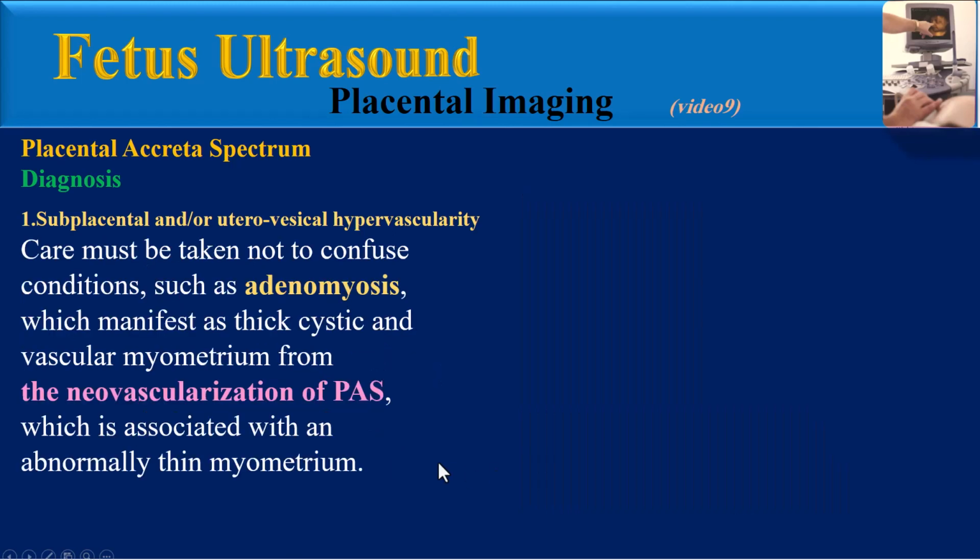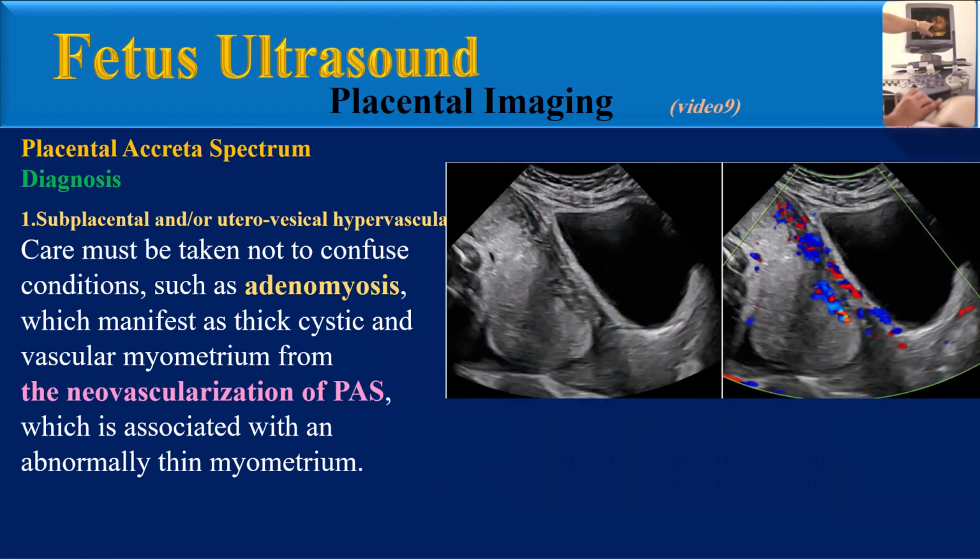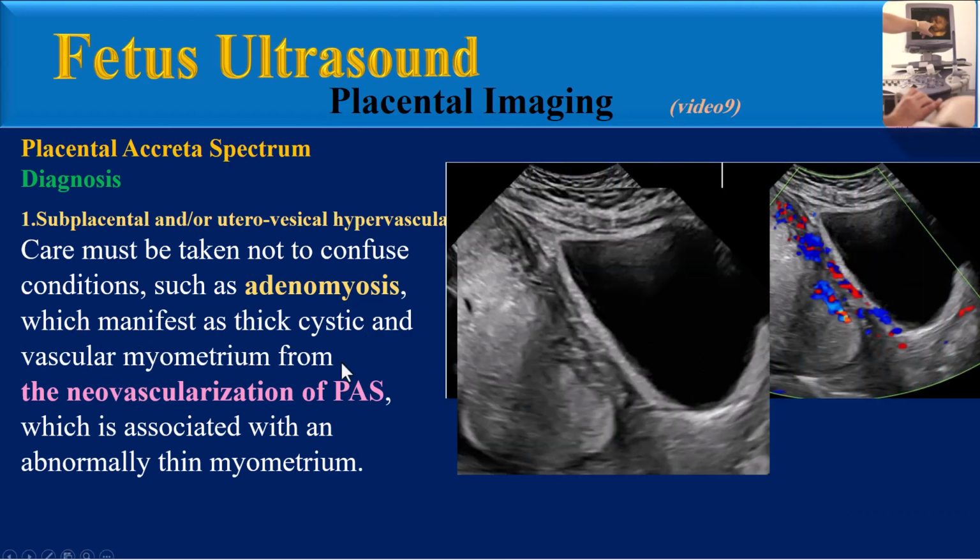Care must be taken not to confuse conditions such as adenomyosis, which manifests as thick cystic and vascular myometrium, with the neovascularization of the PAS, which is associated with an abnormally thin myometrium. In this ultrasound image, we can see the thick cystic vascular myometrium of a woman with proven adenomyosis at subsequent hysterectomy and a normal placenta. And this should not be mistaken for subplacental hypervascularity.